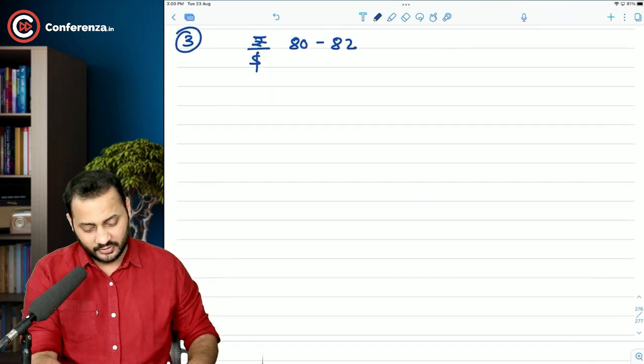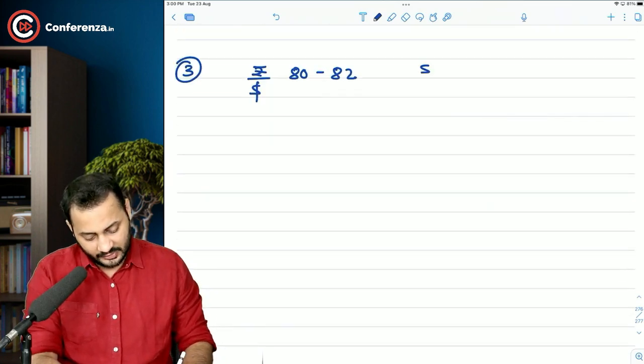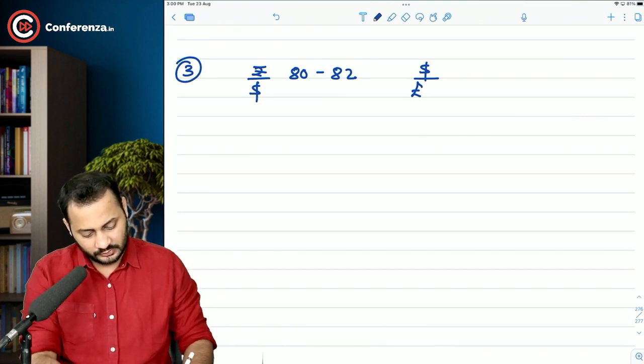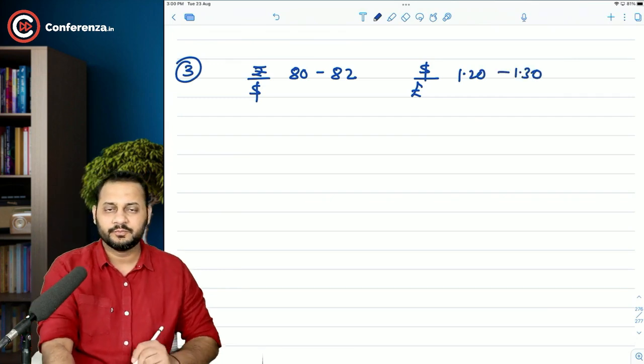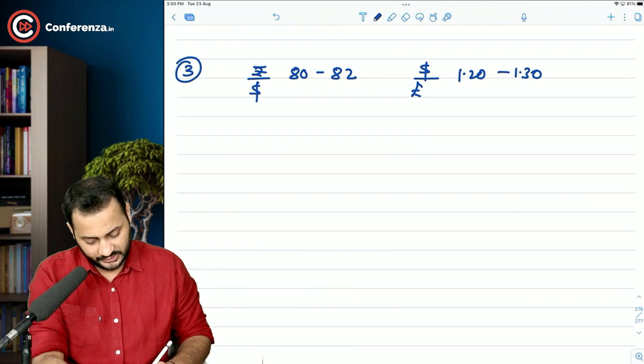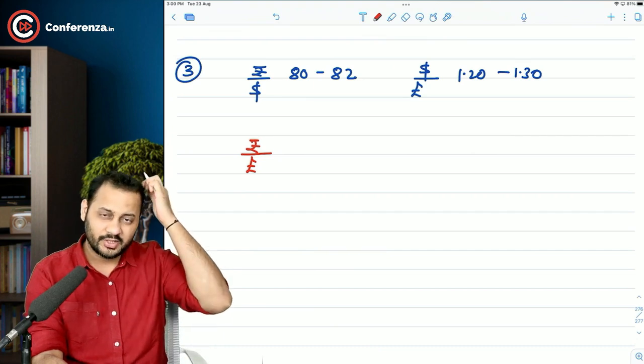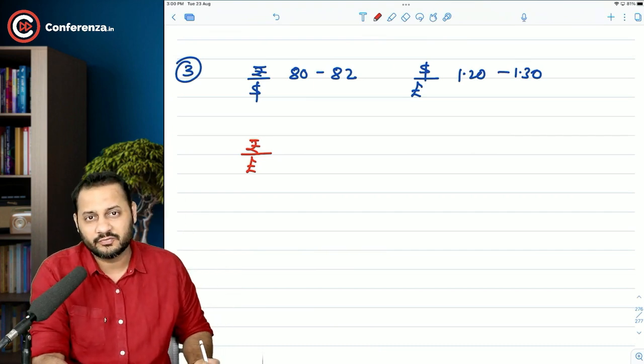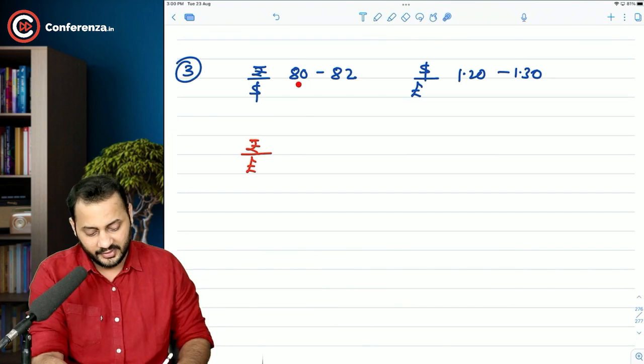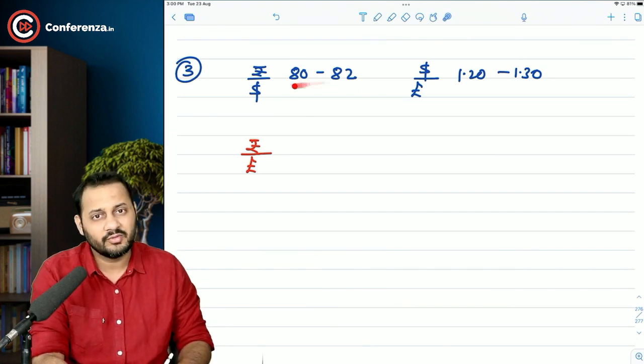So let's say rupees per dollar is 80-82 given, and dollar per pound is, let's say, 1.20 and 1.30. Now the question is how to calculate rupees per pound. Whenever you are asked to calculate rupees per pound, you first have to find out the bid rate and the ask rate. So one by one we are going to solve.